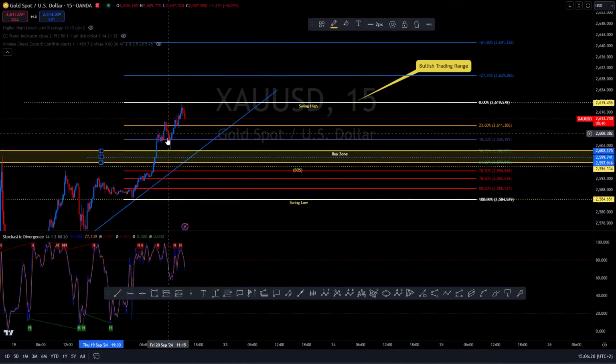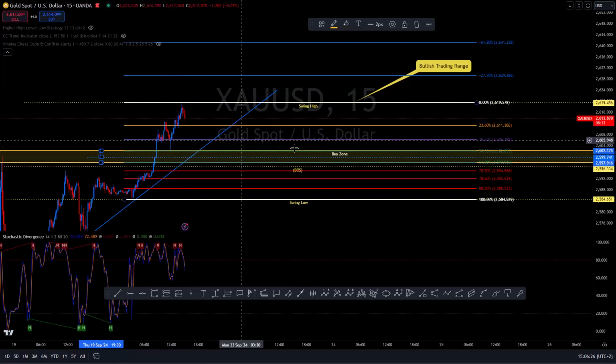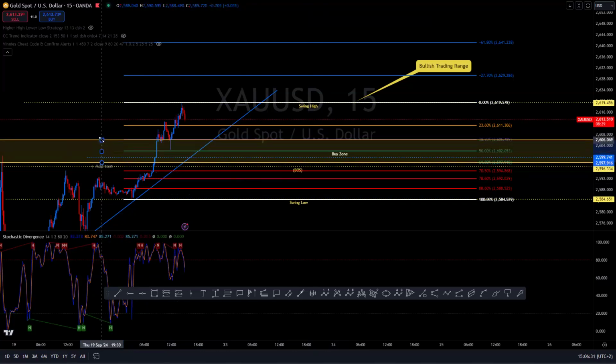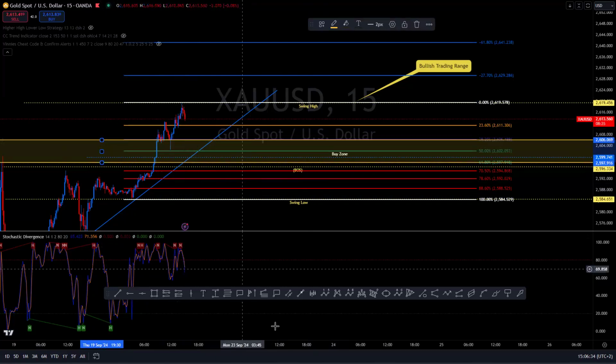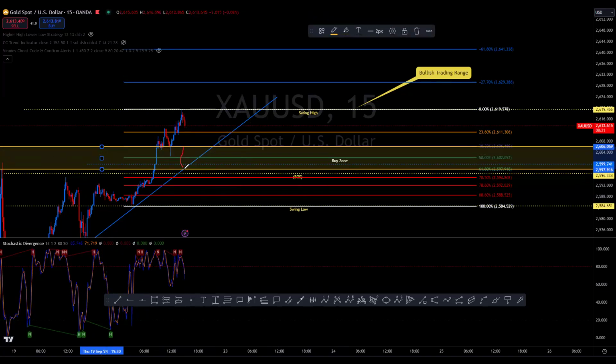Now, there's a possibility that price, it looks like price really rejected the 50%, but it looks like price really reacted to the 38.2%. We can raise this up to the 38.2% and just know that price can come anywhere. It could come to this area and all the way down to this area and come back up. It's a possibility. But now we have the idea.